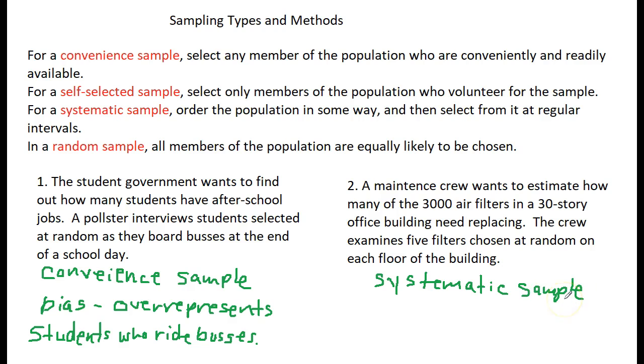All right, now, is there any bias? No, I don't see any bias, so there's no bias in this sample because each filter is equally likely to be chosen from each floor. So no bias.